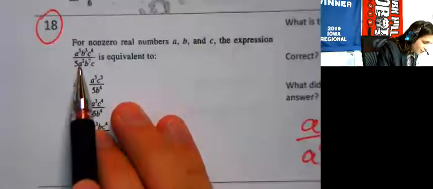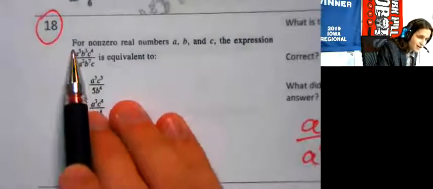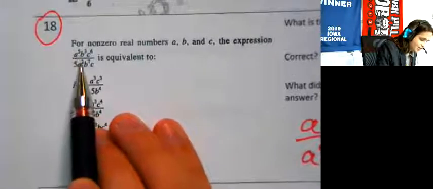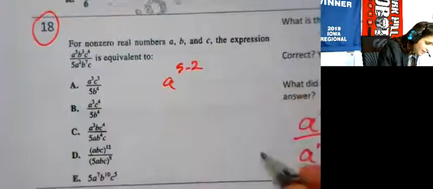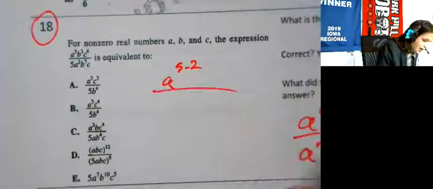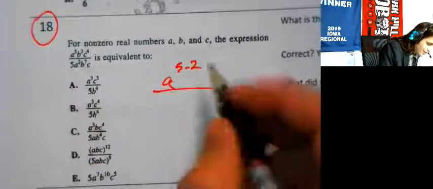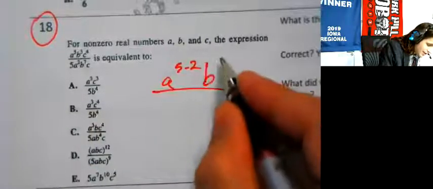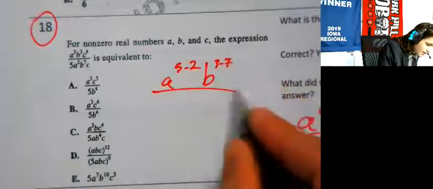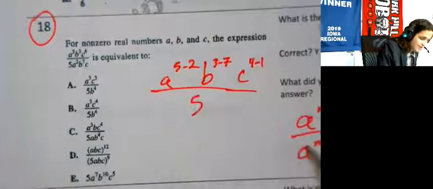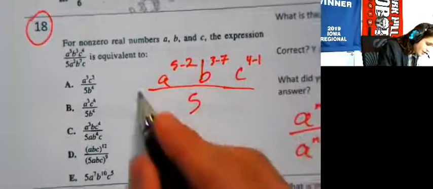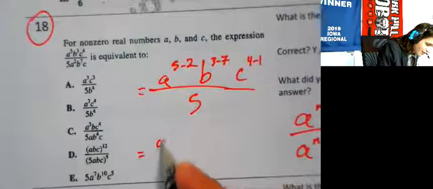What is 5 over 2? a to the 5th divided by a squared is going to be a to the 5 minus 2 on top. On the bottom, you're going to have b to the 3 minus 7, and c to the 4 minus 1. And we're still going to have a 5 on the bottom. That's not going anywhere. a to the 5 minus 2 is a to the 3rd.